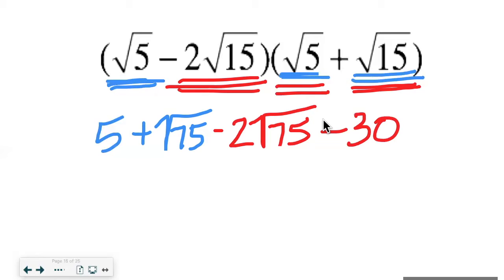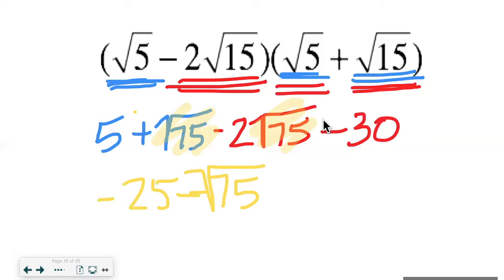Now, we have some like terms here. Square roots of 75 can be combined. So you have a positive square root of 75 minus 2 square roots of 75 would give you a negative square root of 75. And then we can combine the 5 and the negative 30 to give you negative 25 minus the square root of 75.